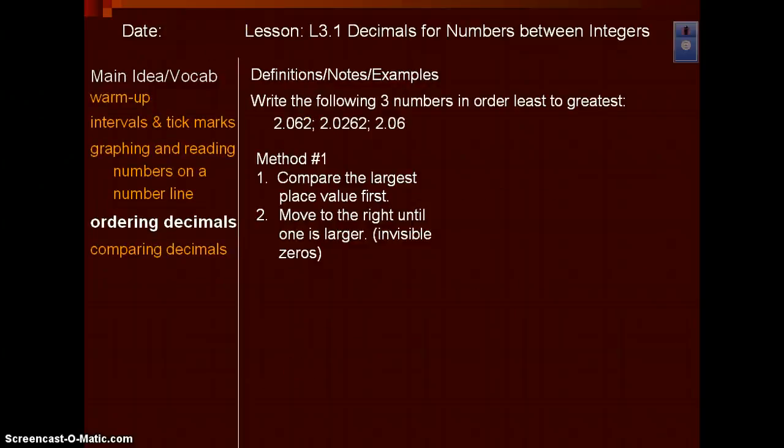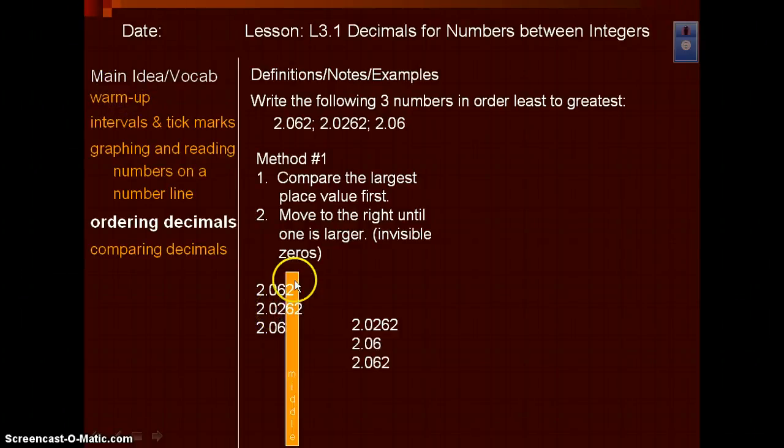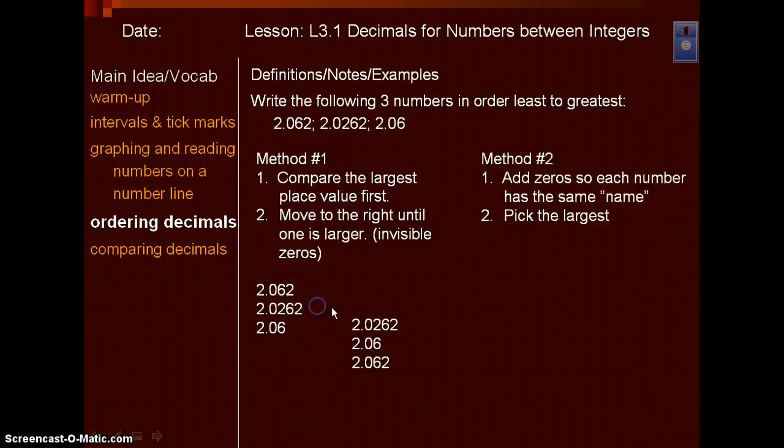Method number 1 is where we compare the largest place value first, move to the right until one is larger. We always want to consider invisible zeros. So I think about the ones place. That's the largest place value in this one. They're all the same. Doesn't tell me which one's bigger or smaller. Looking to the next space to the right, we see the tenths place. They're all the same. Doesn't identify one number as being larger or smaller. When I look at the hundredths place at this point, the 2 is the smallest of all the numbers, so I can identify this center number as the smallest of the 3 values I have. Looking next to the thousandths place, our invisible 0 right here tells me that 2.06 is the next smallest number, with 2.062 being the largest.